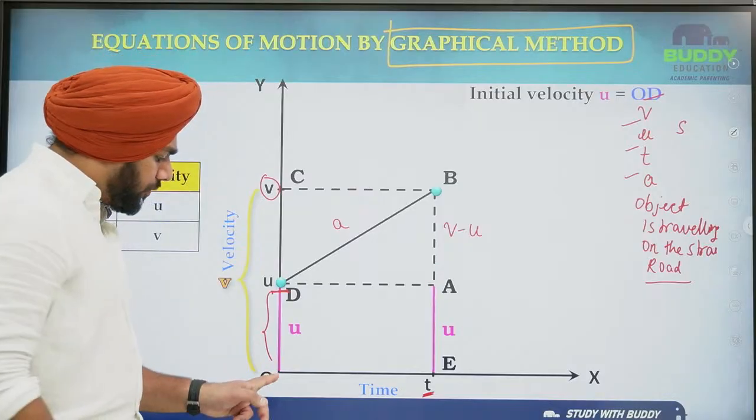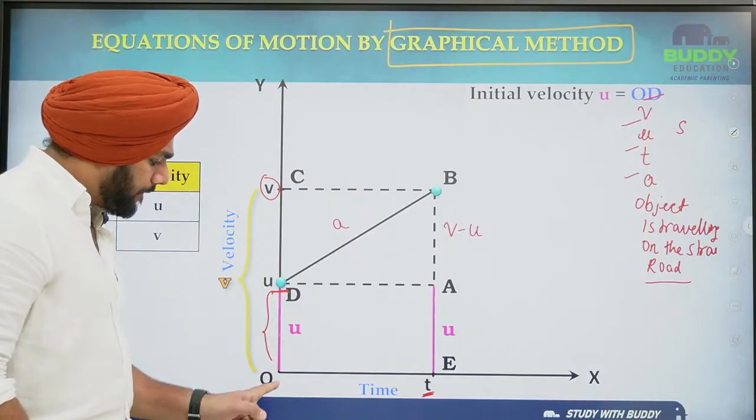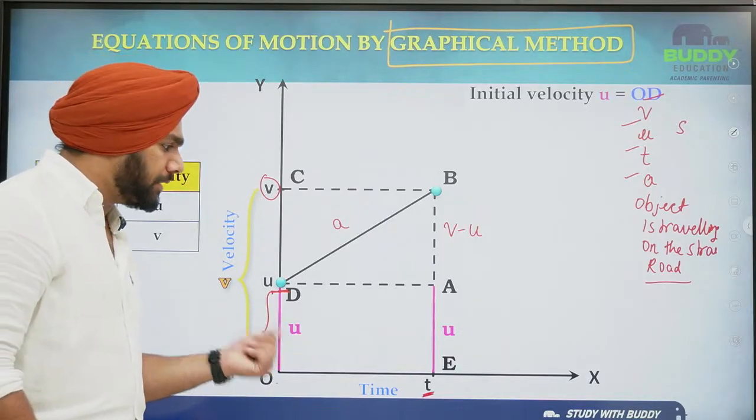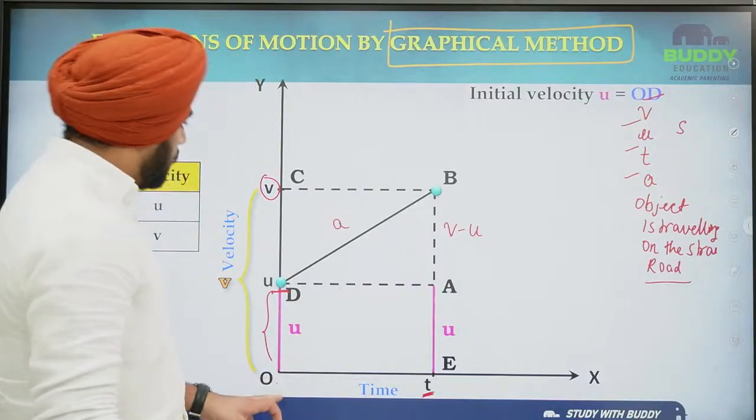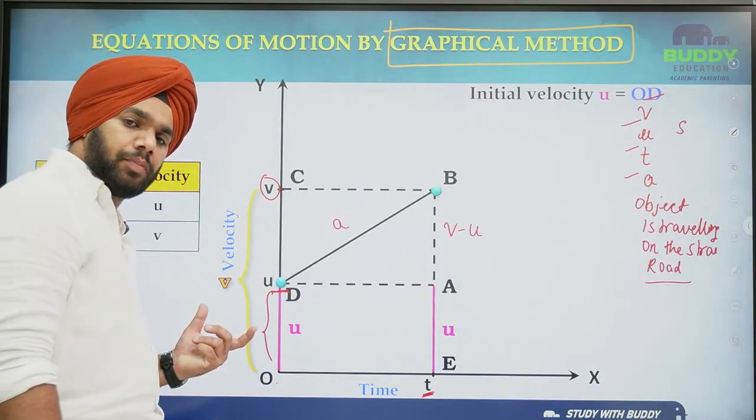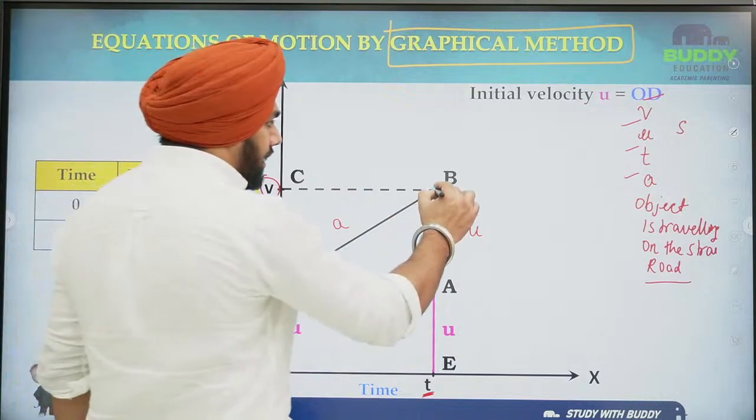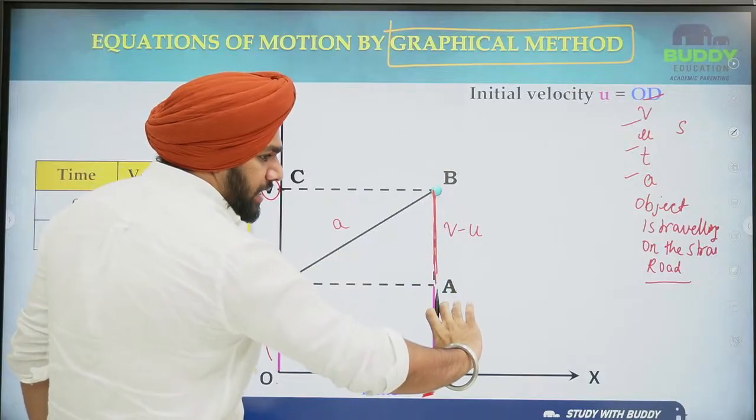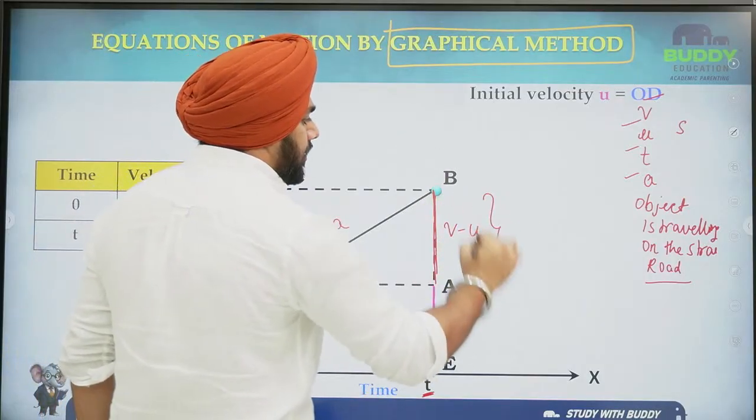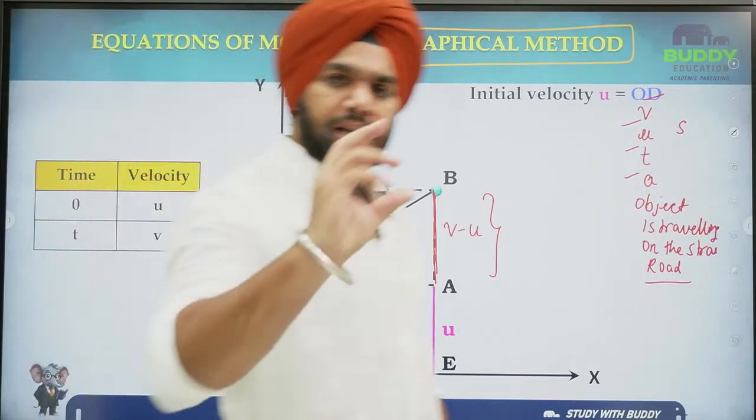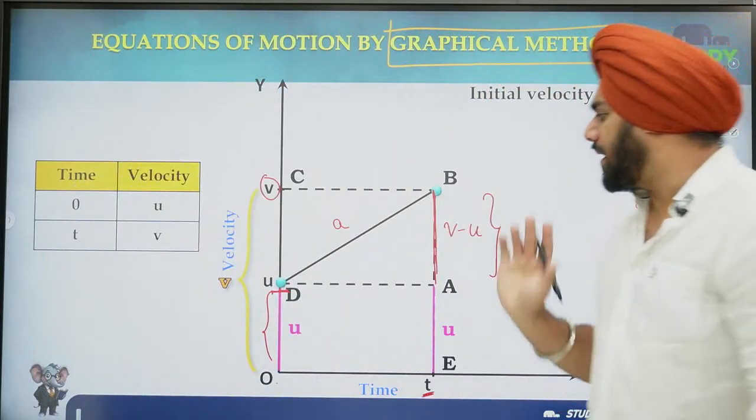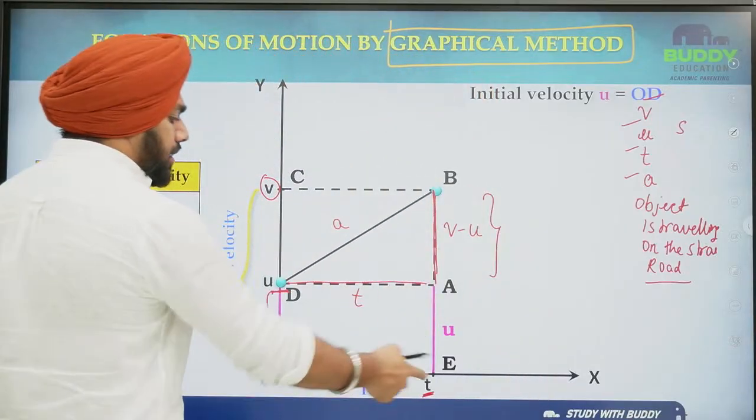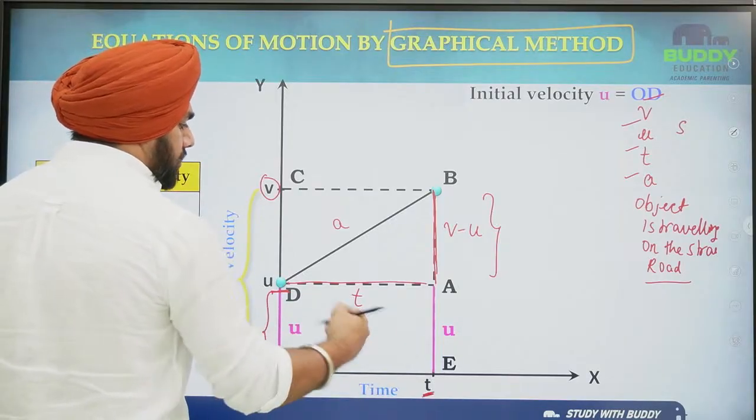See, check. From O to D, this is the origin. From O to D, the velocity is u, right? But from O to C, the velocity is v, okay? So if I write it for just AB, this complete is v, this complete is u, so this much part is v minus u. Got my point? The distance between A and B is v minus u, and this becomes t, because this is 0 and this is t.